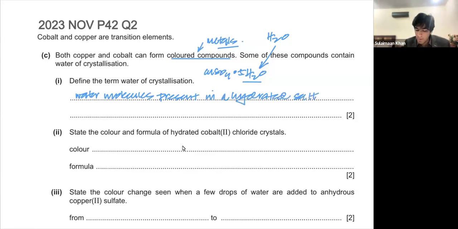Present in a hydrated salt, write crystal also: present in a hydrated salt slash crystals. It's the same thing. It's the same thing.